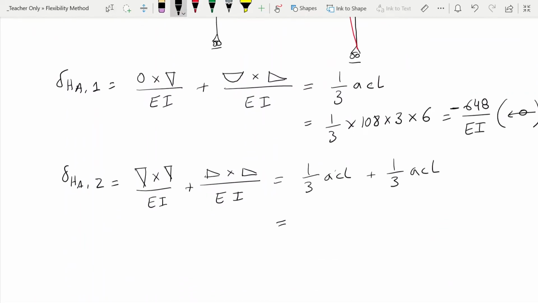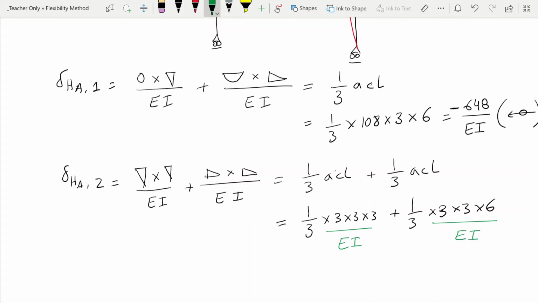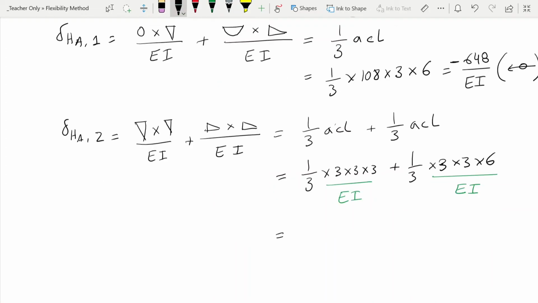So carefully substituting, this is 1/3 and then 3 3s, and then plus 1/3 and then 2 3s and then a 6. And don't forget here, this should be divided by the EI of the column and this the EI of the beam. Because in this case they're the same, we can add them up. So the final solution here is 9/EI plus 18/EI. So at the end we get 27/EI.